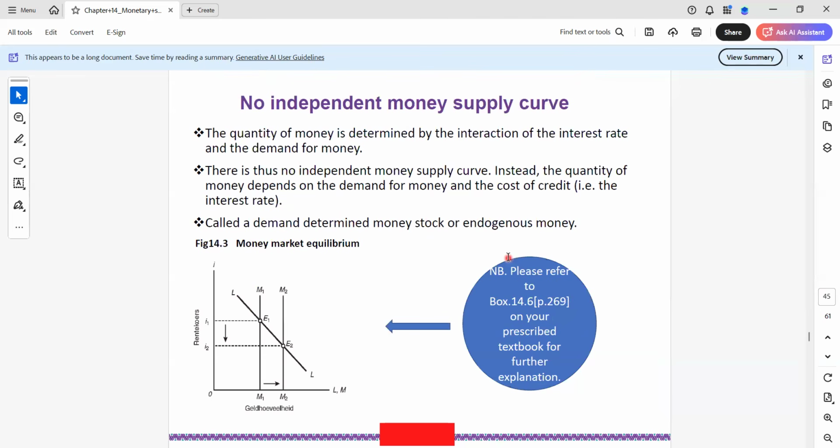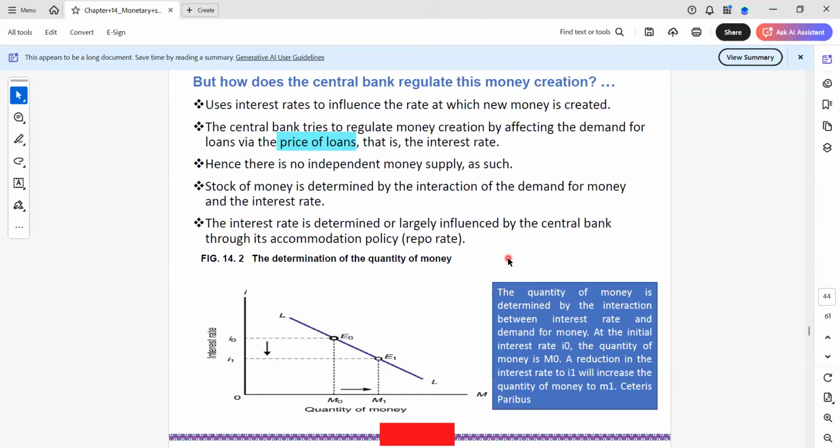And then we have no independent money supply curve. Well, we're supposed to explain this graph because we did it in the previous video. It's just the same thing to say that, you see that M0 is the demand for money. Yeah, the quantity of money which is demanded. Okay, let's start here. If the interest rate is I1, the quantity of money increases. The demand for money increases, meaning that the amount that people want to hold, it increases.